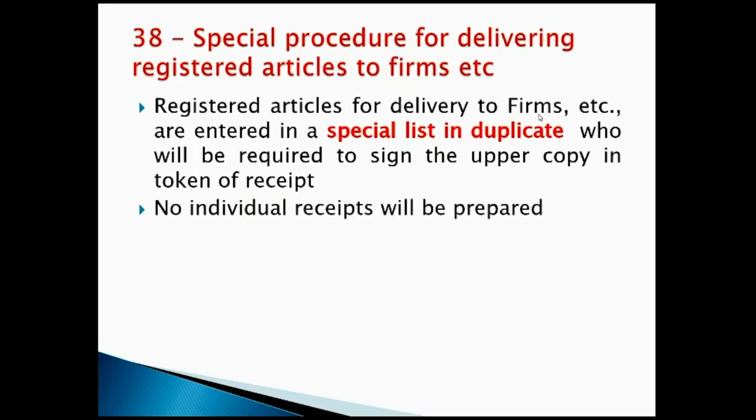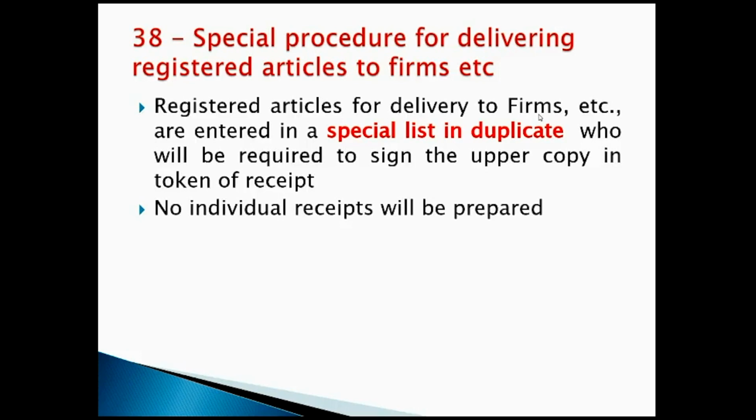Now moving on to the next clause, clause number 38, the special procedure for delivering registered articles to firms. Whenever we receive multiple registered articles for the same firm or same institution or the same addressee, they will be entered in a special list. So there will be a special delivery slip. In the present case also we are following the same. We will prepare a special list in duplicate. The list has to be prepared in duplicate.